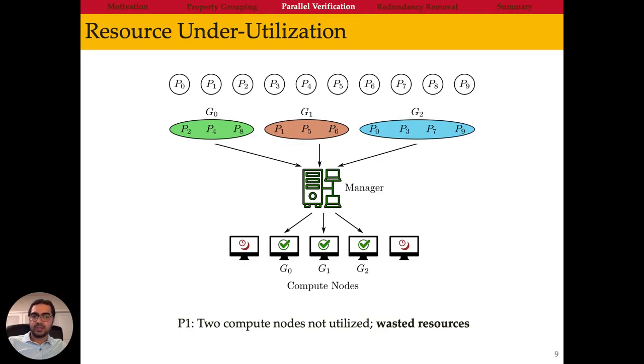While the 3 nodes that receive a group each start working on verifying the group, the other 2 compute nodes simply idle. Instead, we could have just distributed the 10 properties across the 5 compute nodes, and that way every node would have been utilized. Although this sounds tempting, we do not want to lose out on the benefits of checking high-affinity properties together.